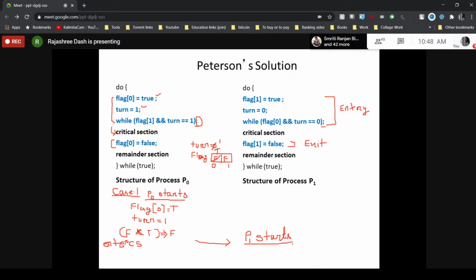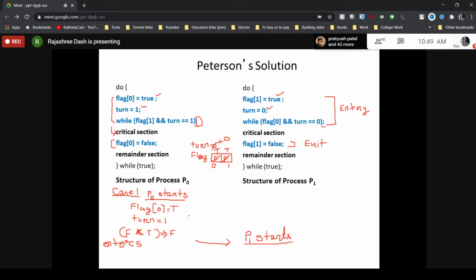After P1 starts, it will execute the first statement, that is flag 1 equal to true. So now it makes flag 1 true. Then the second statement it has also executed, turn equal to 0. So after executing the second statement, the turn value is now set to 0.